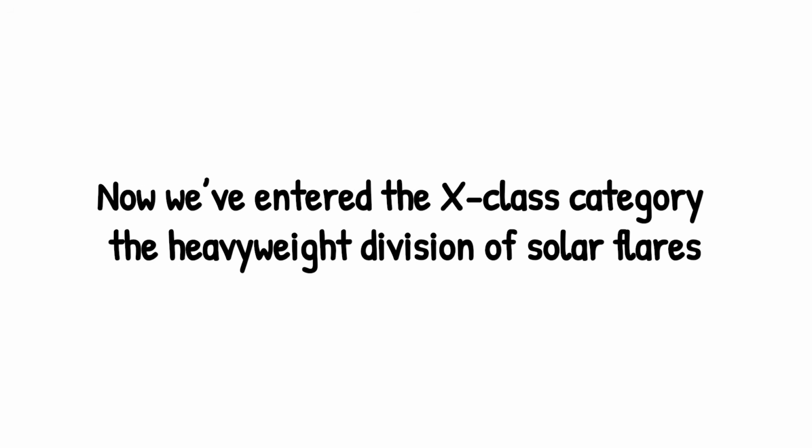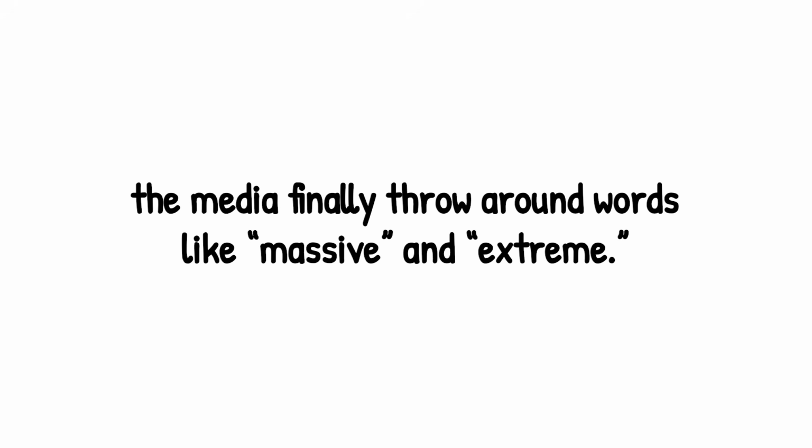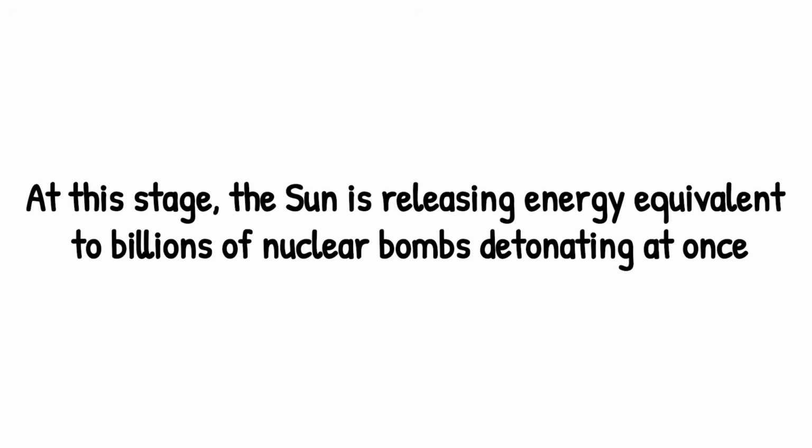Level 6. Now we've entered the X-class category, the heavyweight division of solar flares. These are the blasts that make scientists sit up straight, and the media finally throw around words like massive and extreme. An X1 to X5 flare is powerful enough to disable satellites outright, fry electronics in orbit, and put astronauts in serious danger. At this stage, the sun is releasing energy equivalent to billions of nuclear bombs detonating at once.